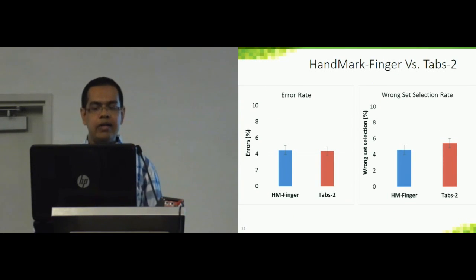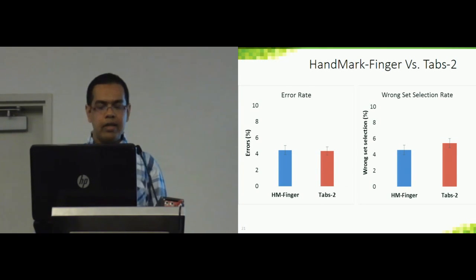We further analyzed error and wrong set selection rate in our experiment. In our experiment, error means the incorrect command selection. So consider the chart at the left. We can see that errors were low for both HandMark-Finger and tabs 2.